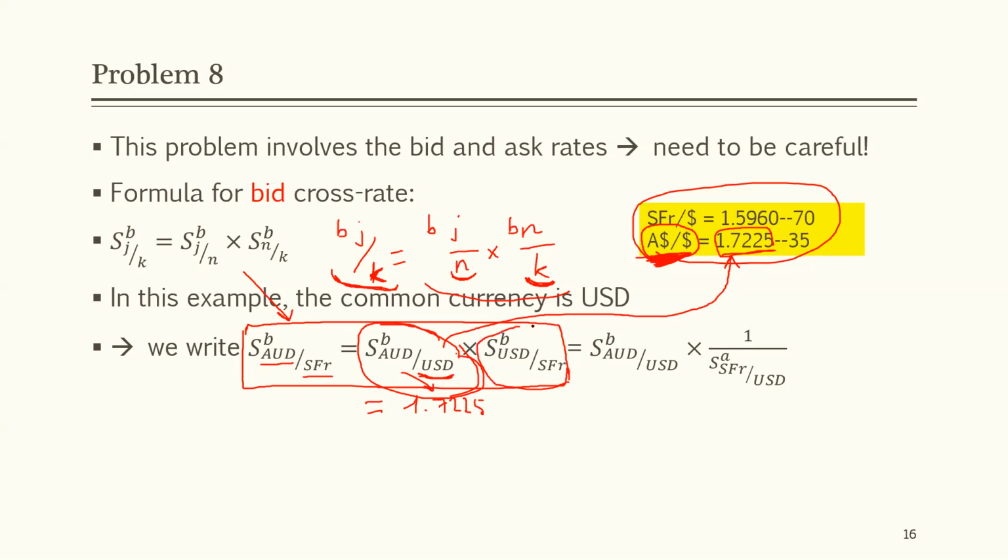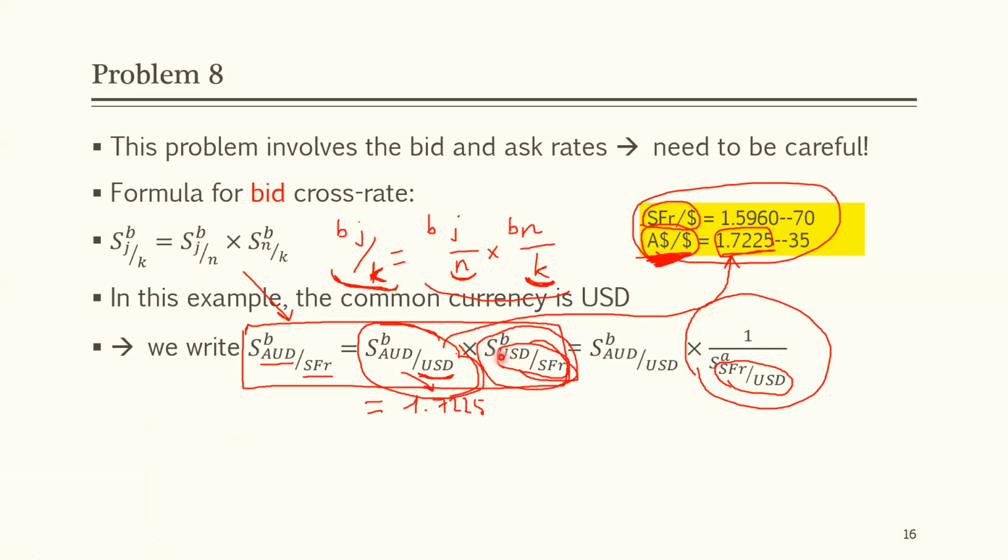Now with the second term, it's a bit more complex because I don't have the USD divided by the Swiss franc exchange rate in the question. What I have is the reciprocal of that, okay? So I have the Swiss franc divided by the USD. As a result, what do I want to do? I will need to take the reciprocal, because I want to convert from the USD divided by Swiss franc to the Swiss franc divided by USD. So when I take the reciprocal of the bid rate for USD divided by Swiss franc, I will get the ask rate for the Swiss franc divided by USD.